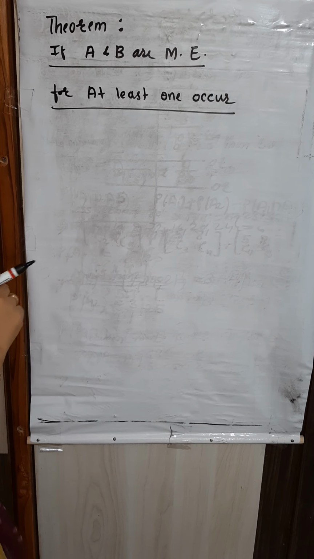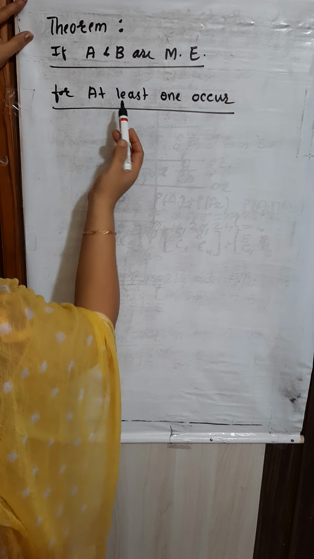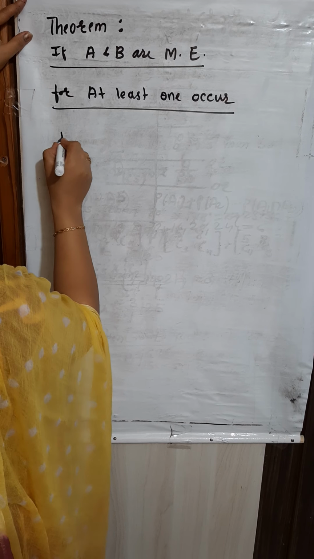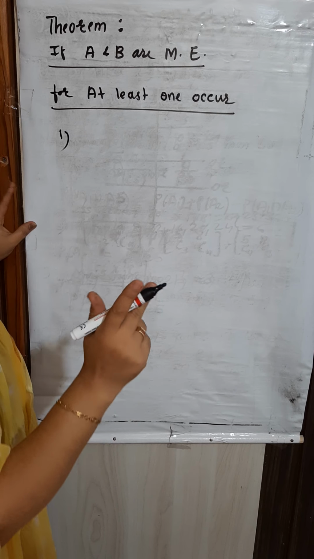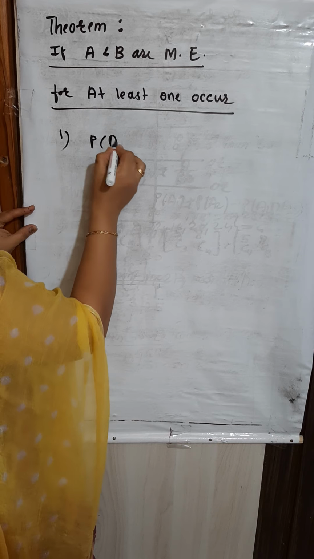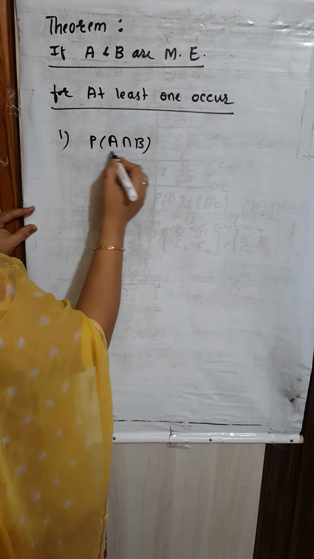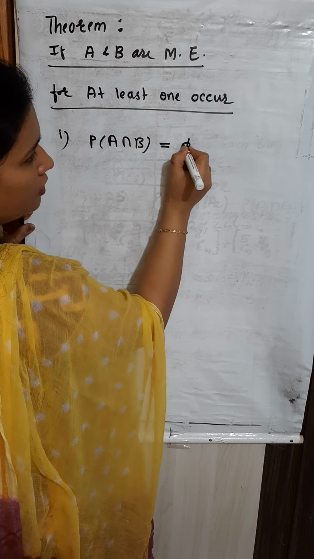Now these are based on these 2 points. There are 3 theorems. The first theorem is: if A and B are mutually exclusive. Suppose there are 2 events A and B and they are mutually exclusive. It means their intersection probability will be equal to 0.